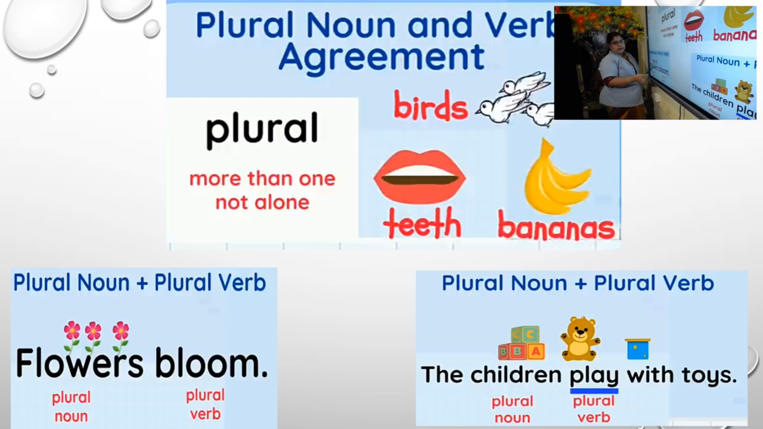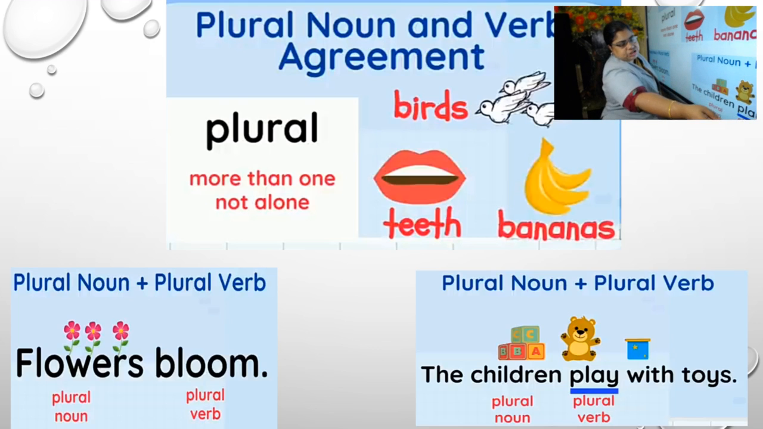Look, the same example: flowers bloom. Flowers is plural, so the verb is bloom. Flowers means there are a lot of flowers. They are not alone, more than one is there. So they don't need anyone's help. So they are not adding S here. They said they don't want the help of the S.